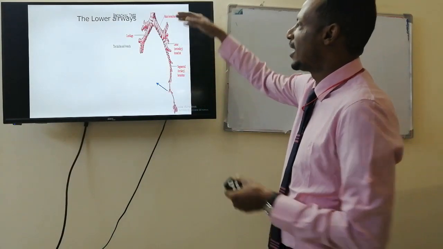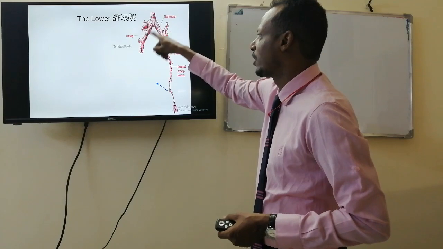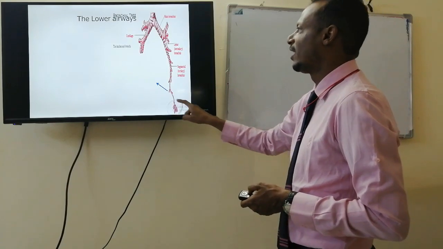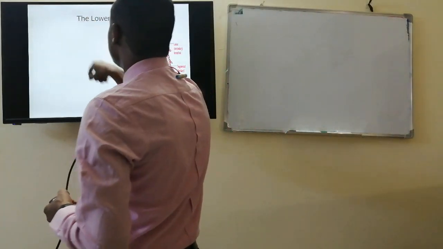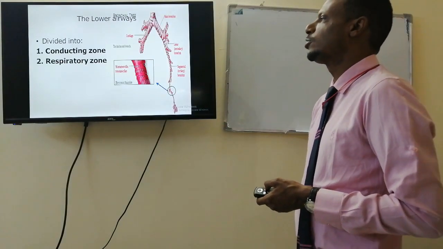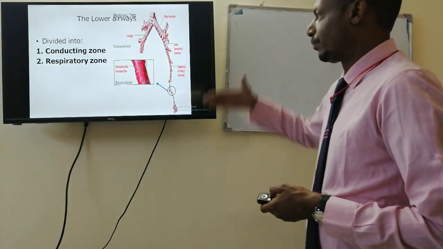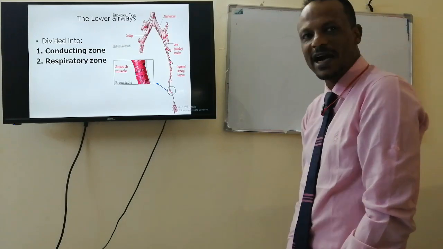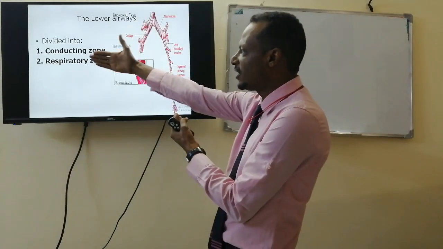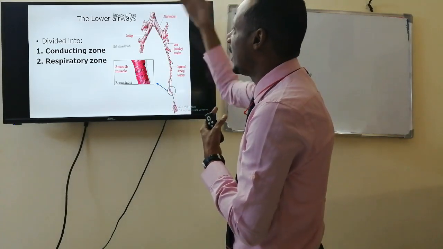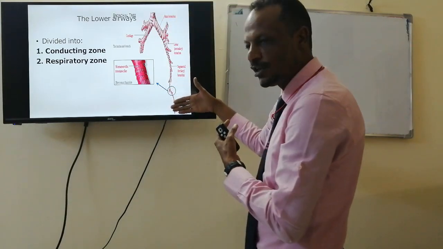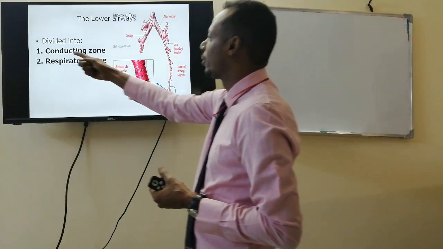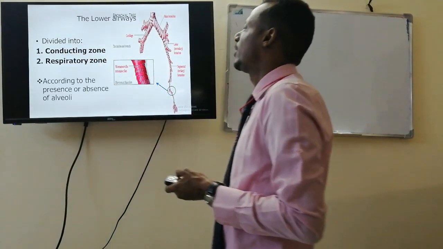You can see in this diagram, as I mentioned, the lower airways: the trachea, main bronchi, bronchioles with the terminal bronchioles and respiratory bronchioles, and the alveoli. We can further subdivide the lower airways into conducting zone and respiratory zone. The conducting zone is the part of the lower airway where there is no gas exchange. Its function is only to conduct the air from outside to the respiratory zone. Now let us see what the parts of the conducting zone and the respiratory zone are.